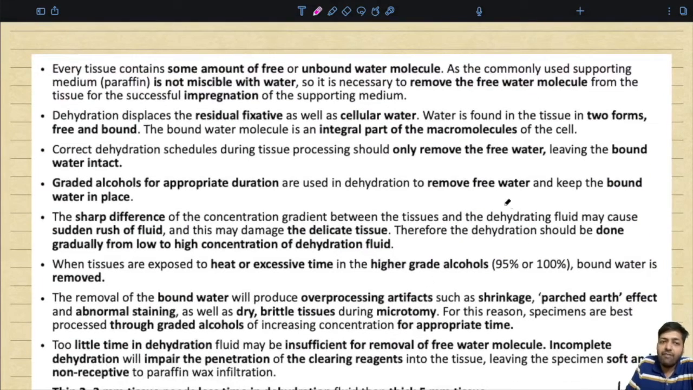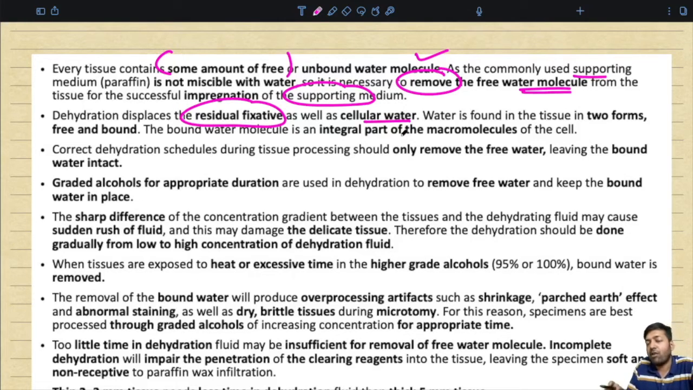Basically every tissue contains some amount of free or unbound water molecule. As the commonly used supporting medium, paraffin, is not mixing with water, it is necessary to remove the free water molecule from the tissue for successful infiltration and impregnation of the supporting medium, that is paraffin wax. Now dehydration displaces the residual fixative as well as the cellular water. Remember one thing, that water inside the tissue is available in two forms. One is the free and one is the bound form.